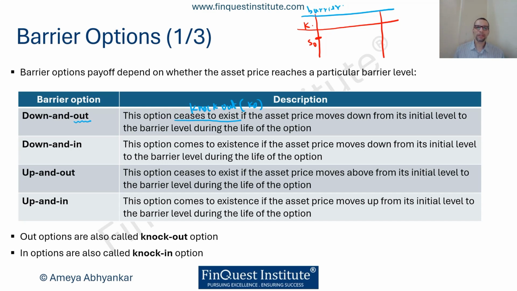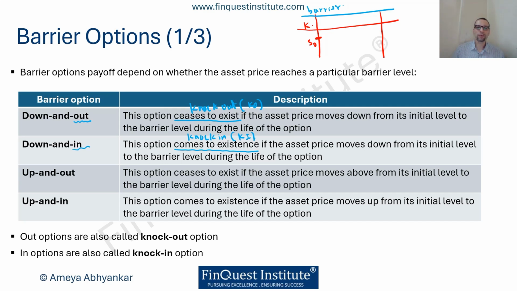You can have a down and in as well. That way, the option can come into existence. So this can also be thought of as the idea of knock in or KI also. The option comes to life if the asset price hits the barrier level during the life of the option, and that's why we call it a down and in option. You can have an up and out option as well.